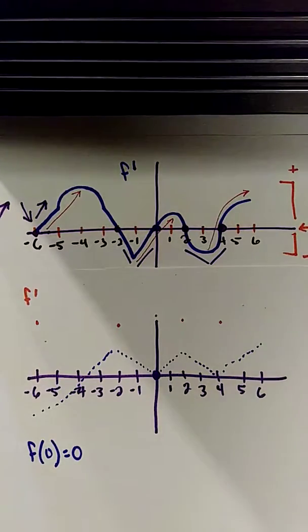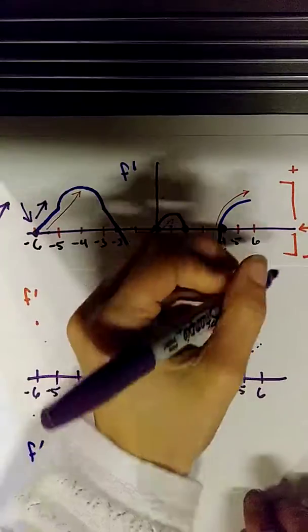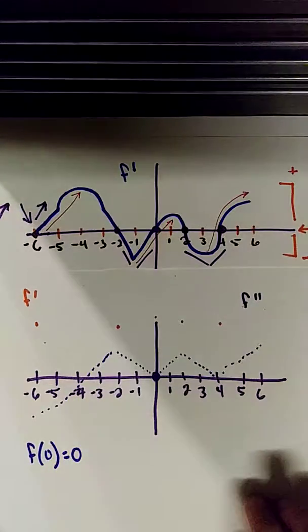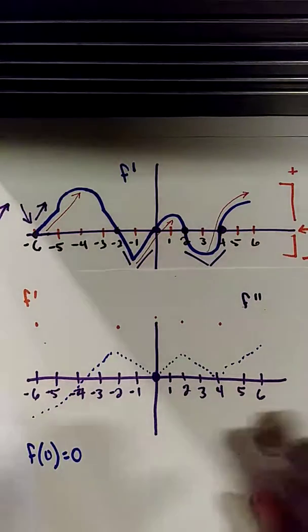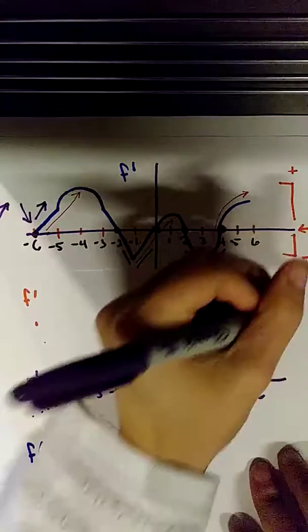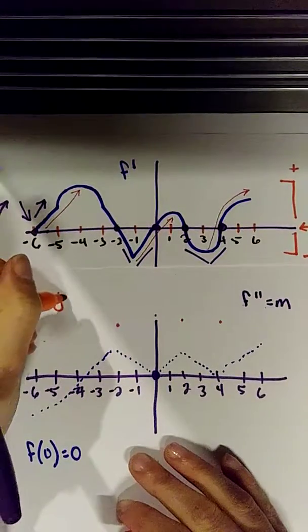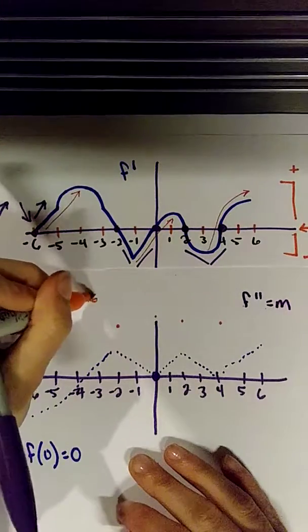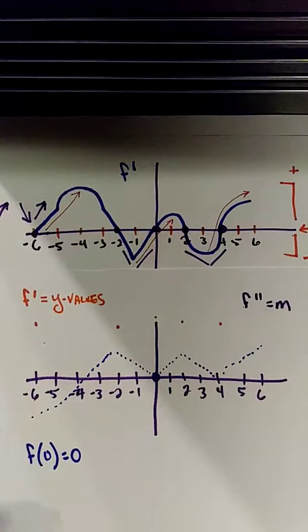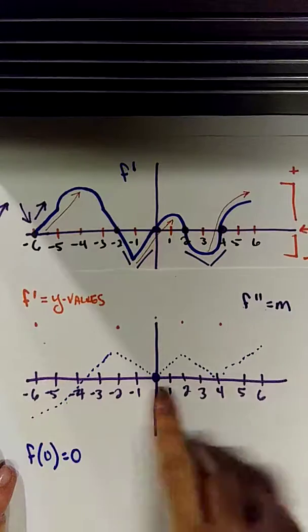Remember, when we're looking for something that has to do with the second derivative, like concavity, we're looking at the slope of our original function. So I'm going to say second derivative is slope. I'm going to go back over here and remind you that first derivative is just y values. So if I'm looking for the concavity of how this changes, I'm going to start from left to right and go over what I've got here.